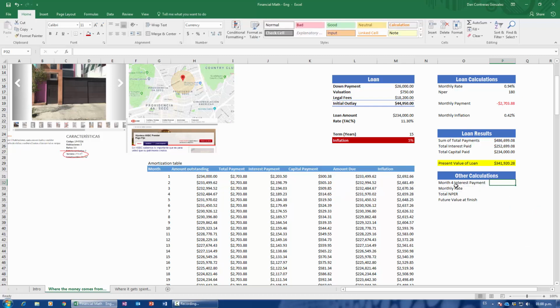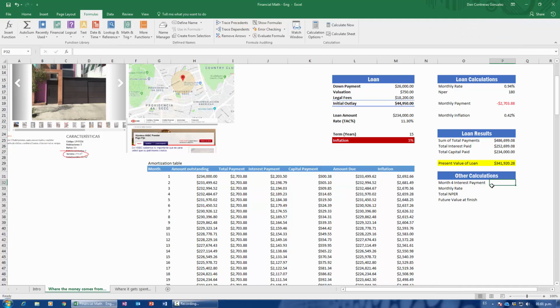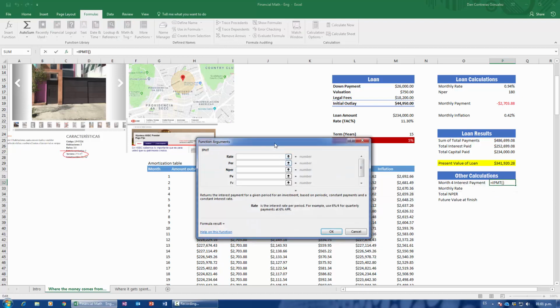The first thing that we're going to be calculating is, say, for example, what if I wanted to know how much interest I paid during the fourth month without doing the amortization table, all right, guys? Well, for that, you have a formula called IPMT, which would be the abbreviation for interest payment. So let's check out what this formula does.